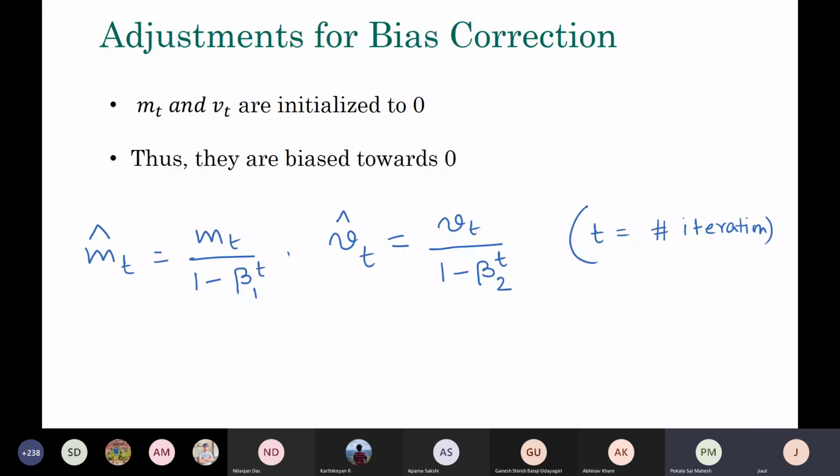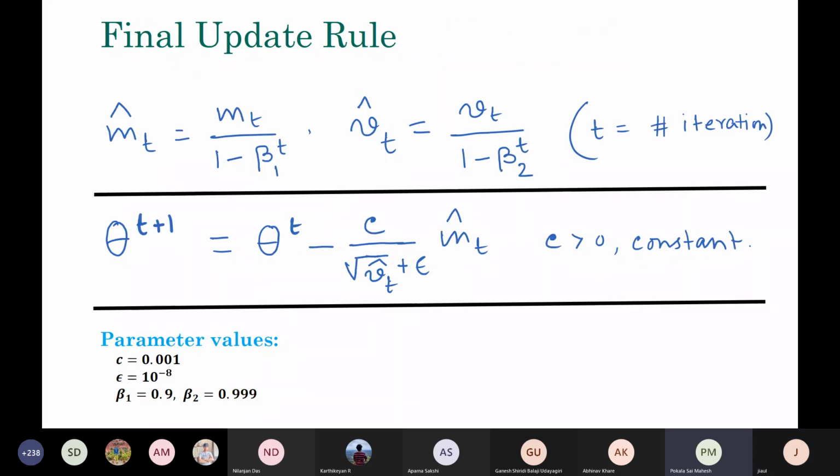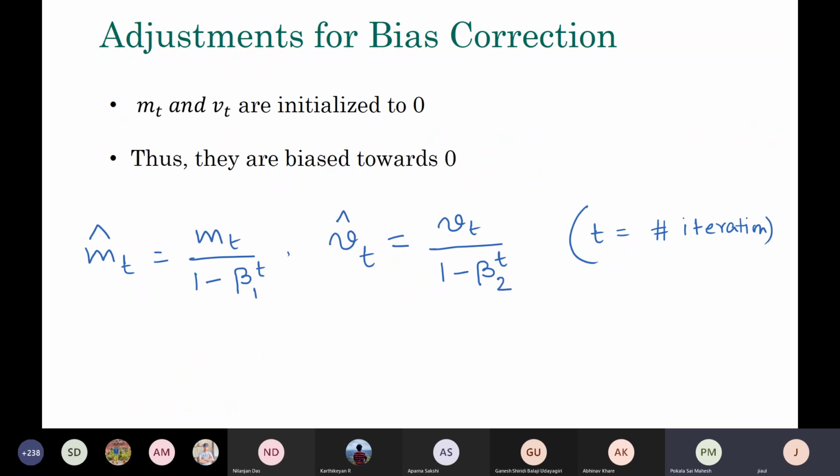Then you basically update this using this expression. Okay, I understood. Yes, sir, and then basically you apply this one. Finally, you are using M cap T, not M T. Sir, how does updating with this expression with bias correction help it not be biased towards 0? I couldn't understand.